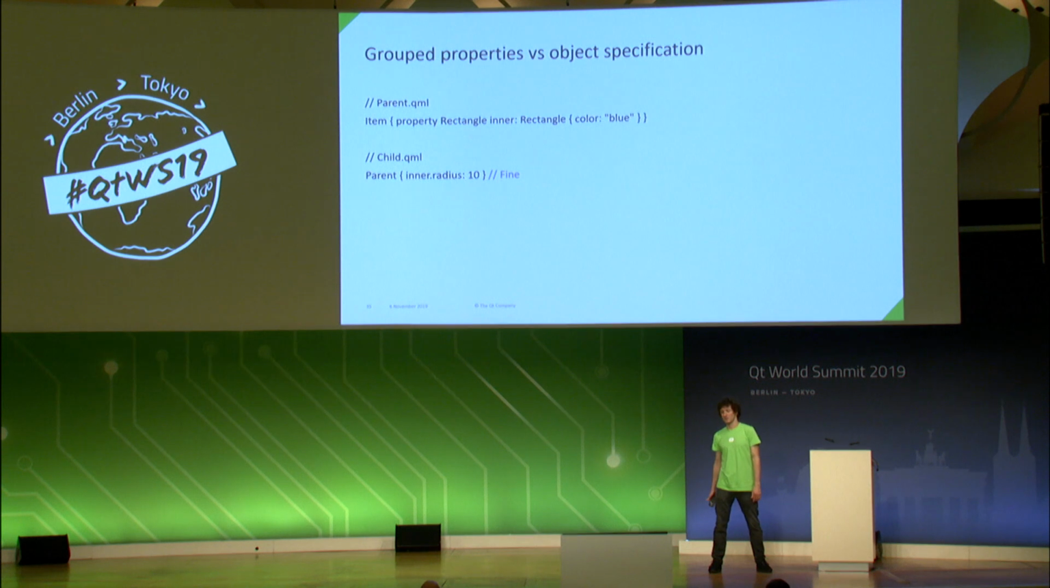So, group properties, my favorite topic. Say you have this. You have an item that has an inner item, which is a rectangle, and that has a color. So you can instantiate that and set inner.radius, and then you have a rectangle with a color, blue, and a rounded corner with a radius of 10. Fine.